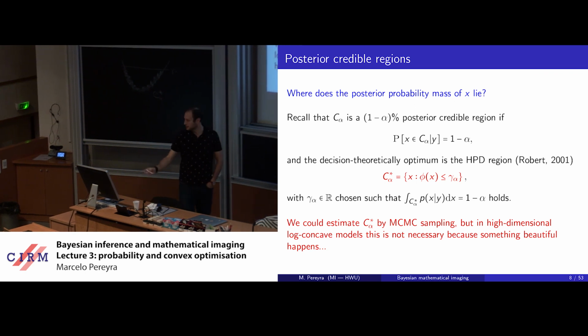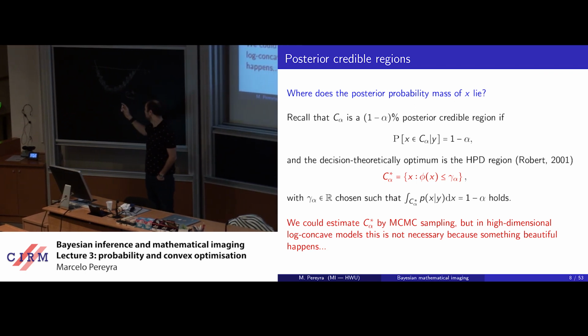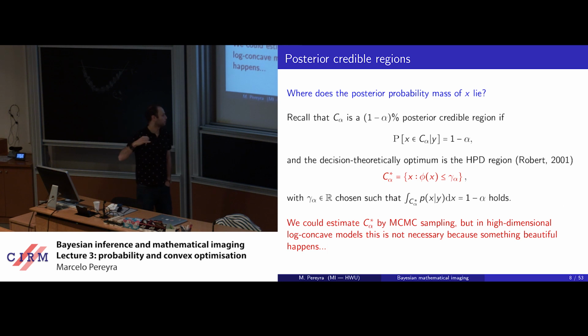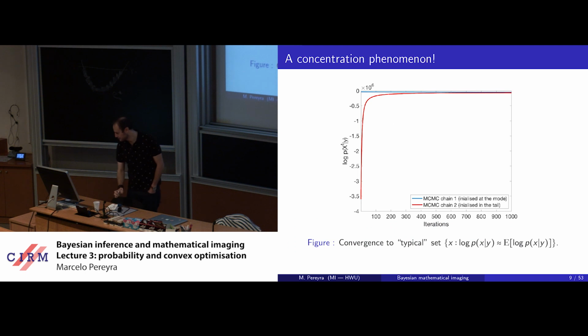So with MCMC, it's easy to compute this. I had a chat with one of you yesterday about how you would do it. I'll put some code on my webpage later to show you that, unless you're going for a very small value of alpha, if you go for like 1%, you can compute this quite easily. So we could estimate it by MCMC, but in high-dimensional models, this is not necessary. And it's not necessary because there's something very acute happening, a concentration phenomenon.